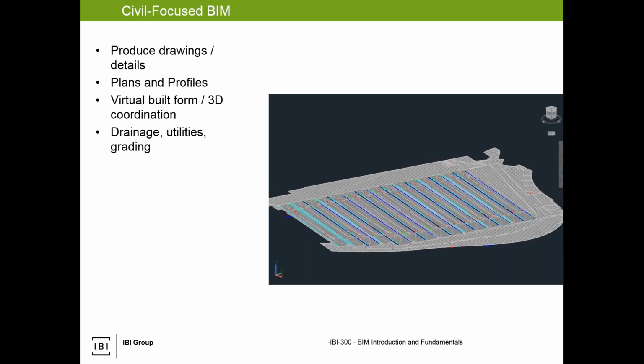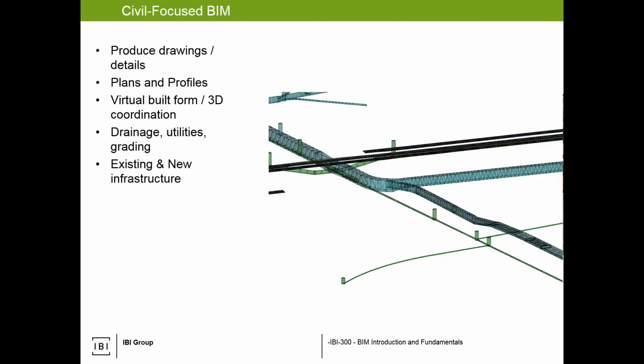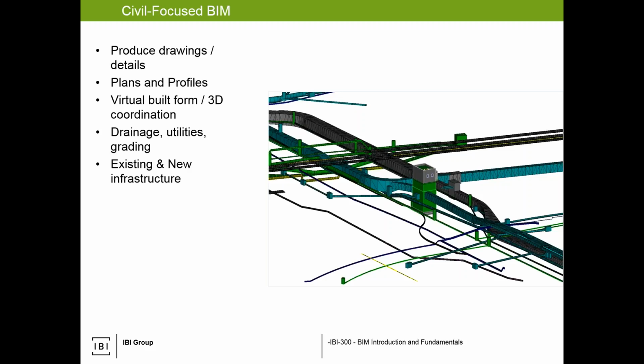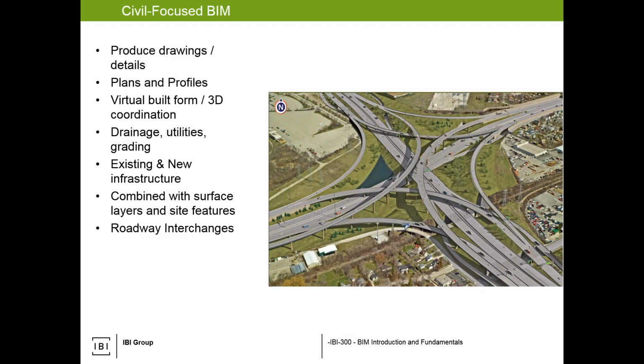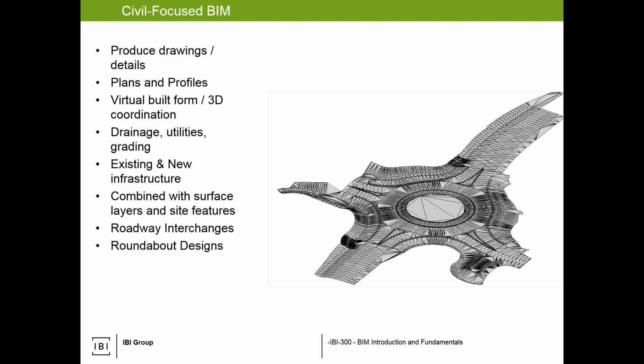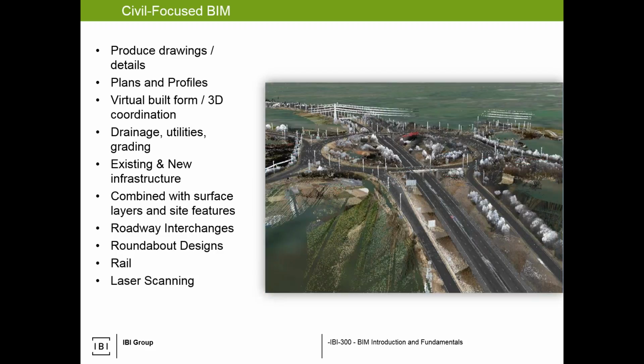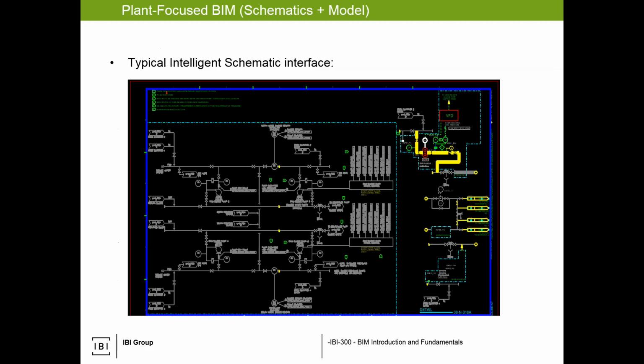You can have drainage utilities, underground utilities. Every single building is going to sit on a site and be connected to a whole network of utilities, etc. You can have linear infrastructure, existing, transposed with new, transposed with the surfaces. Civil colleagues of mine love to point out that the building is the little piece in the middle and the civil is everything around. But it's all BIM. It's all part of the overall infrastructure network that comes together. Roadway interchanges take up so much of our space and infrastructure, it's unbelievable. Roundabout designs, rail networks, laser scanning of existing space. So there's a lot of potential there from a civil-focused BIM perspective.